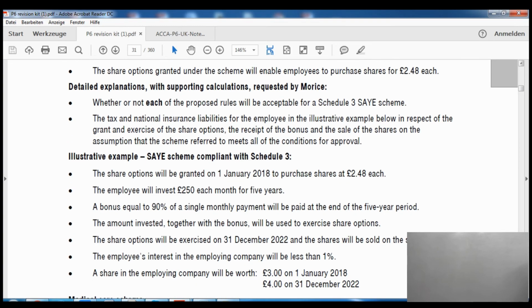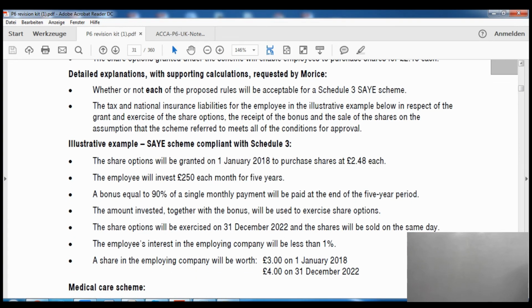Alright, now it says that the price is $2.48, whereas the price will be £3 on 1st of January 2018 and £4 on 31st of December 2022. Right, now the employee will invest £250 for 5 years every month, and he's already told you about the price as well. And a bonus will also be added, which will be 90% of the share price.